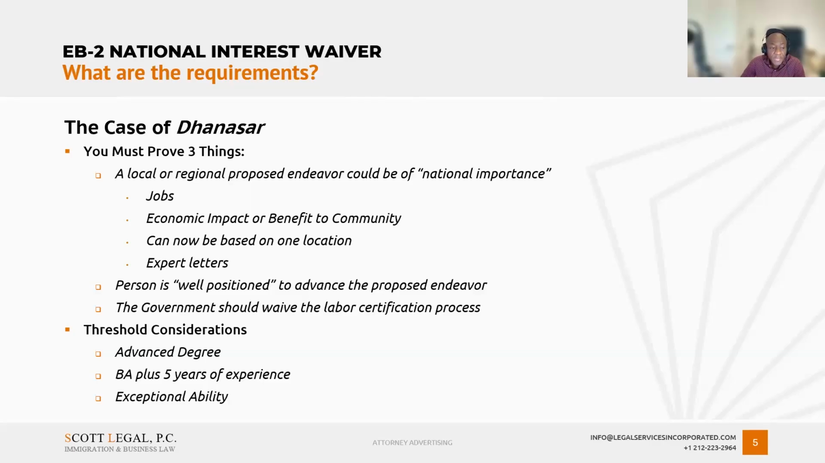In order to apply for a national interest waiver or to be sponsored for a green card by a company under the EB2 category, you first have to have either, and keep in mind the key is either, an advanced degree, so a master's degree or higher, or a bachelor's degree plus 5 years of progressive work experience, or something called exceptional ability. For exceptional ability, there is a list of criteria, and you have to see whether you've met three of them to get the exceptional ability classification.